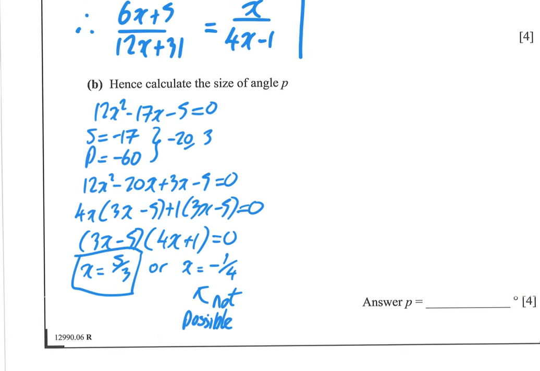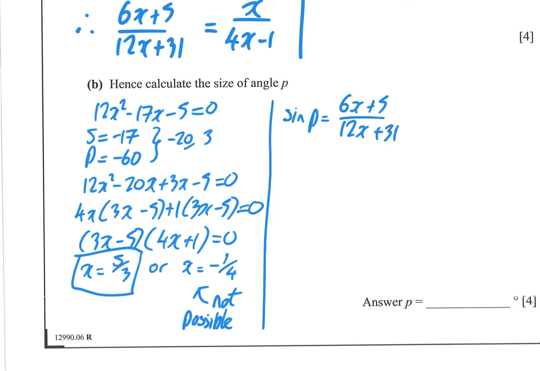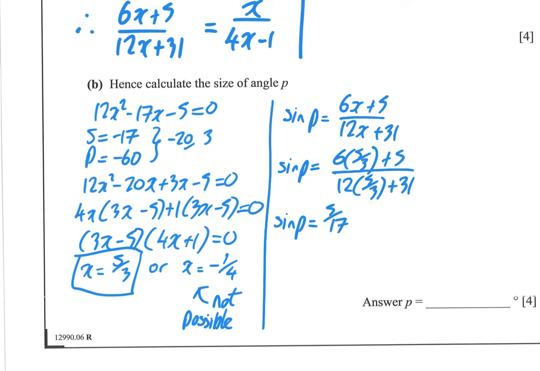Okay, we know from earlier on, remember we had that sine of P was equal to 6x plus 5 all over 12x plus 31, which means sine P now is equal to, and use your fraction button on your calculator to do this, 6 times 5 over 3 plus 5 all over 12 times 5 over 3 plus 31. Put that in and it should tidy up to be 5 over 17. And then it means P is just equal to sine to the minus 1 of 5 over 17.